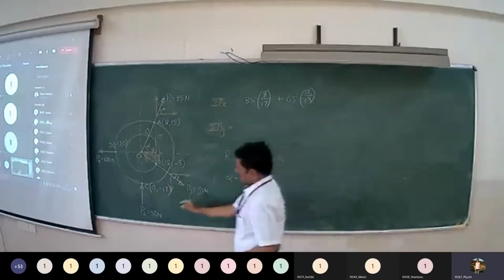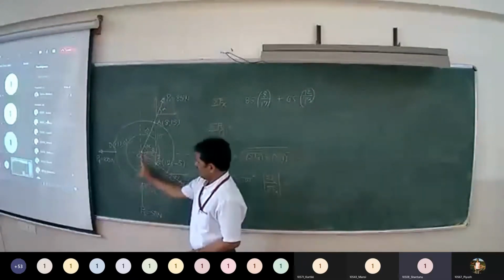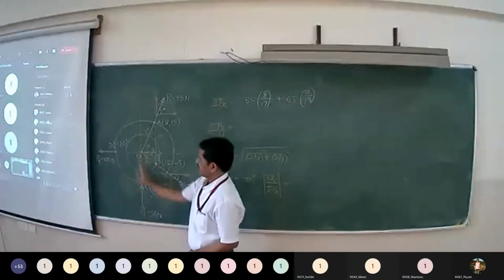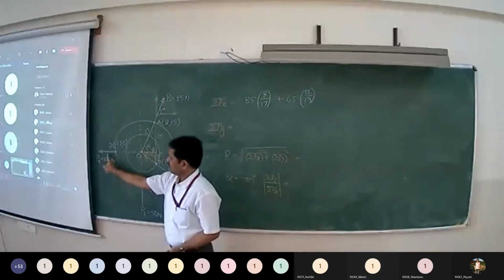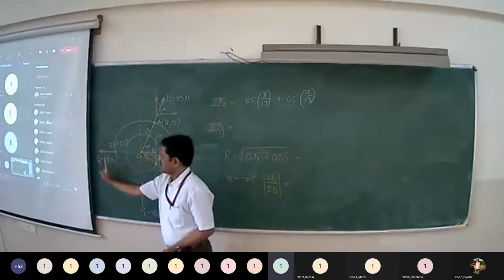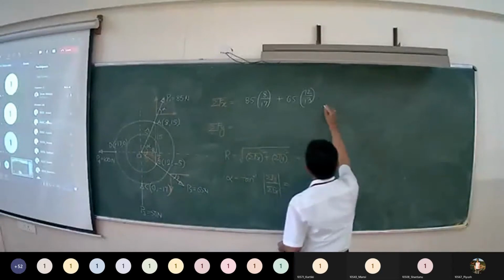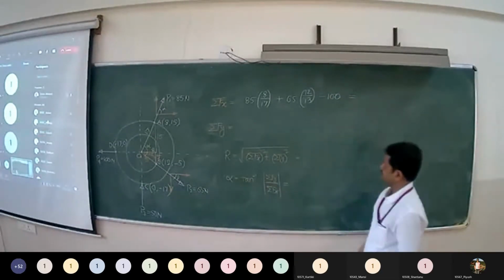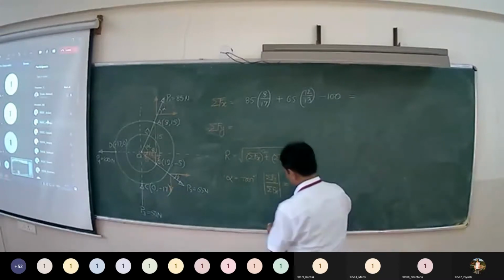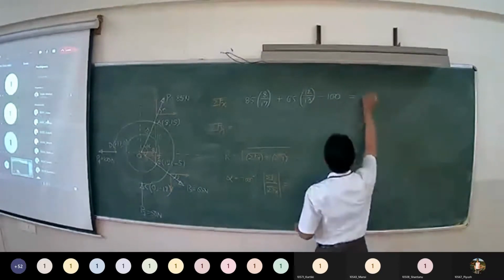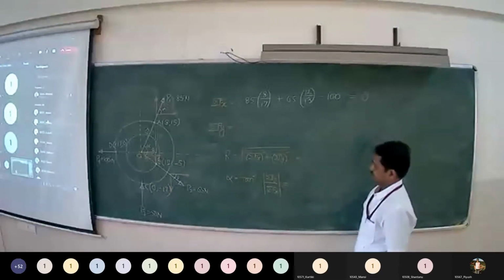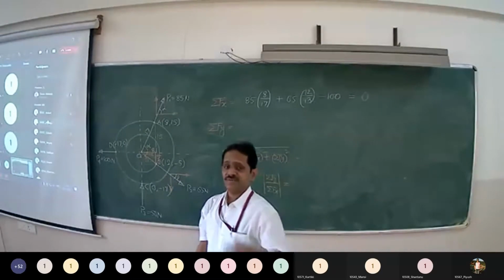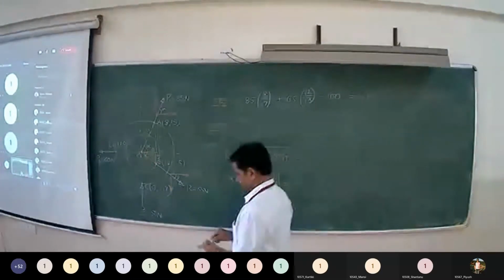Yes, sir. X component of P3 is 0, as P3 is along the y-axis. X component of P4 is minus 100. So summation Fx is 0. You are getting this as 0, but you can't say the system is in equilibrium. You have to check summation Fy also.